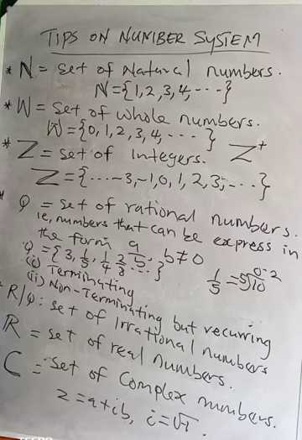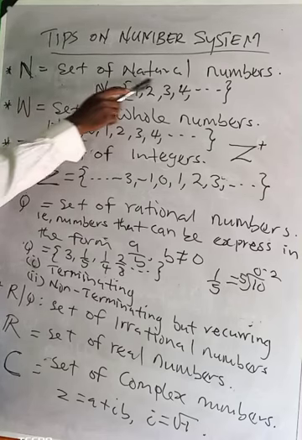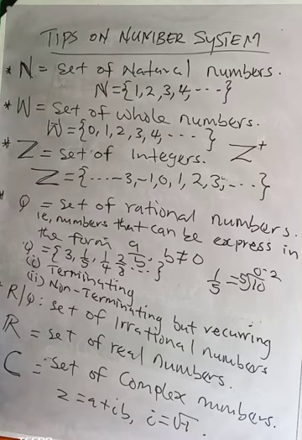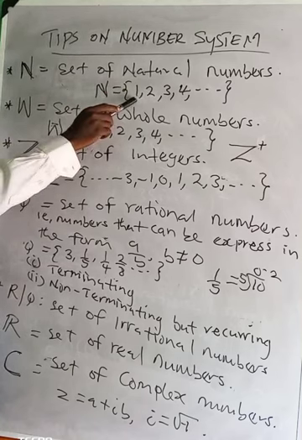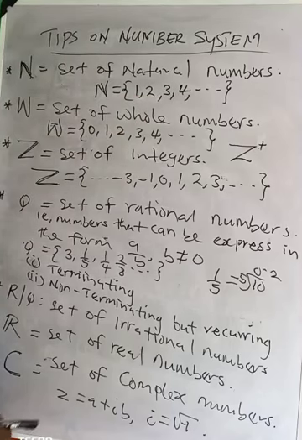Alright, today we are looking at tips on number system. First on the list, we have N, a special N. Talk about set of natural numbers. Of course, that's a set ranging from 1, 2, 3, 4, 5, 6 to infinity.